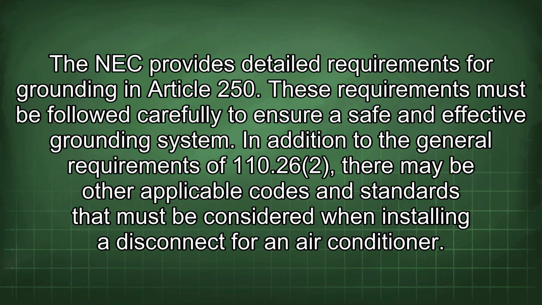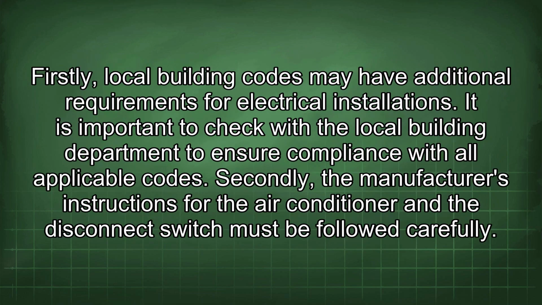In addition to the general requirements of 110.26, there may be other applicable codes and standards that must be considered when installing a disconnect for an air conditioner. Firstly, local building codes may have additional requirements for electrical installations. It is important to check with the local building department to ensure compliance with all applicable codes.